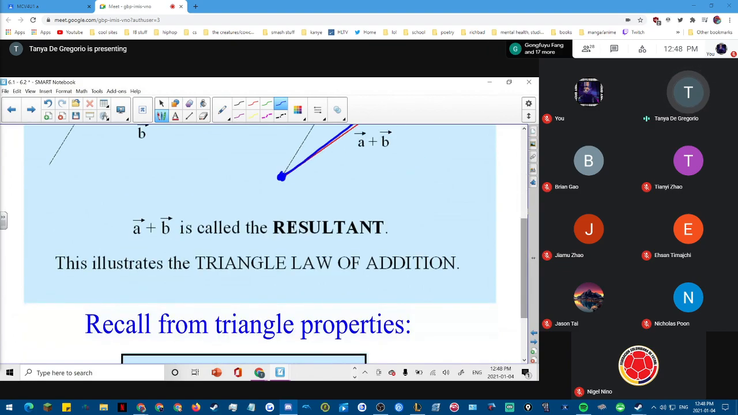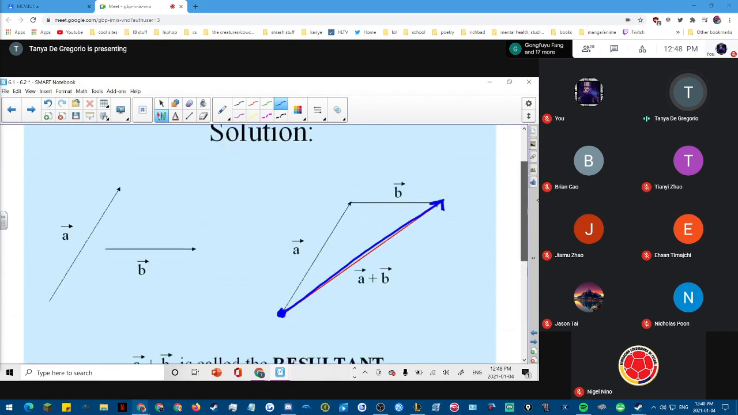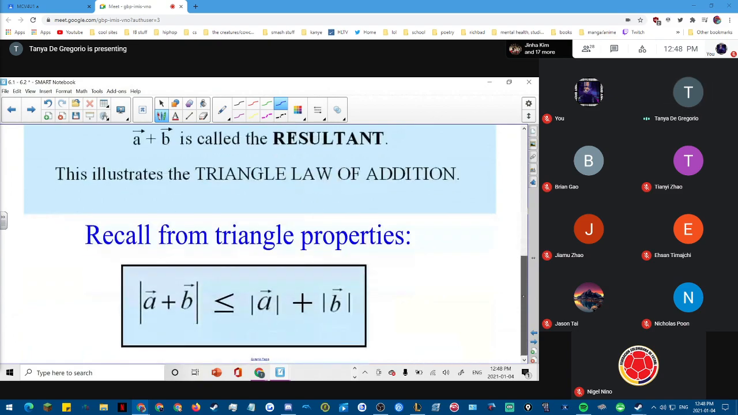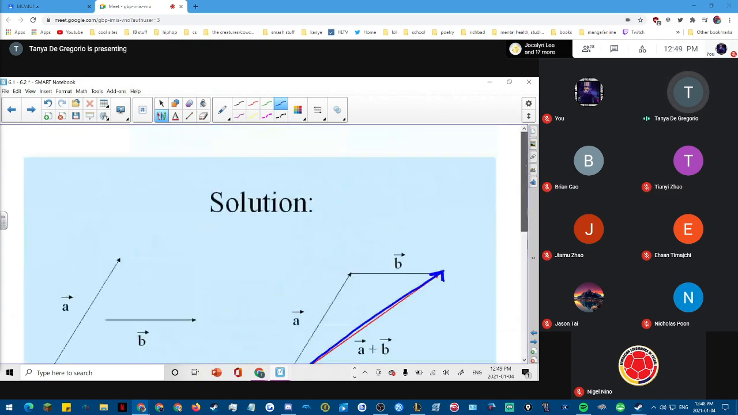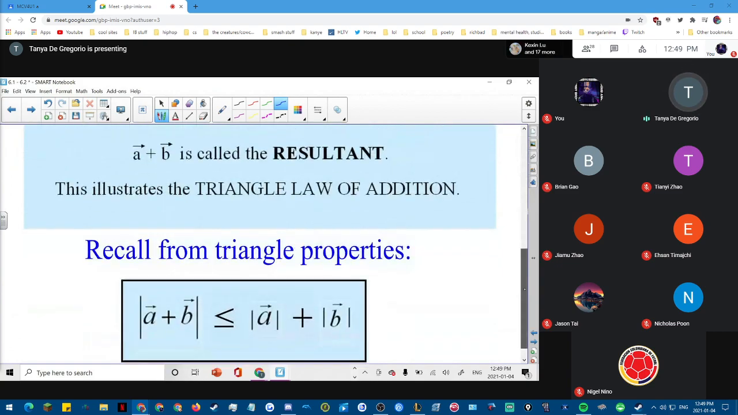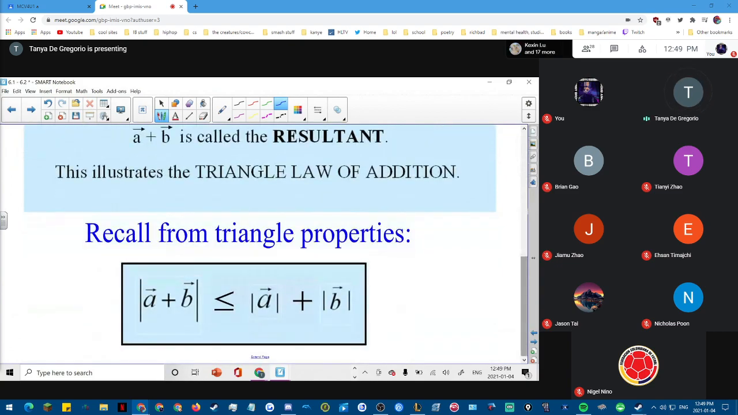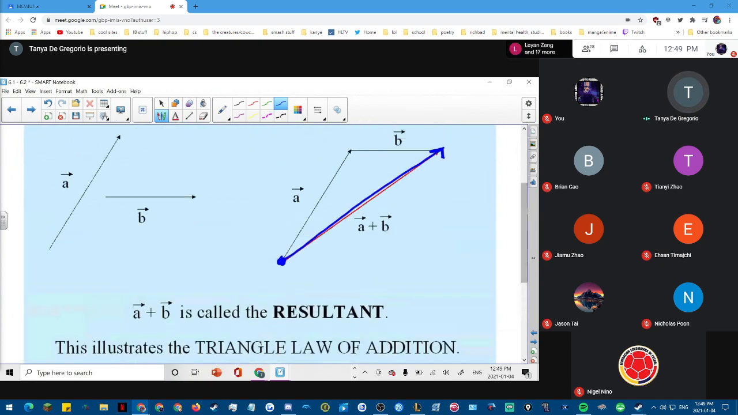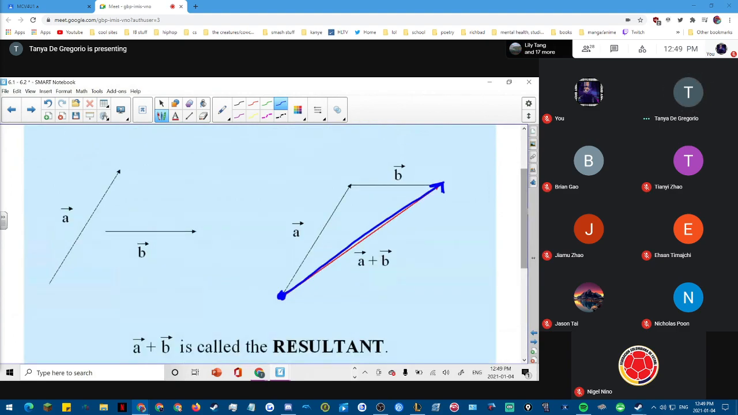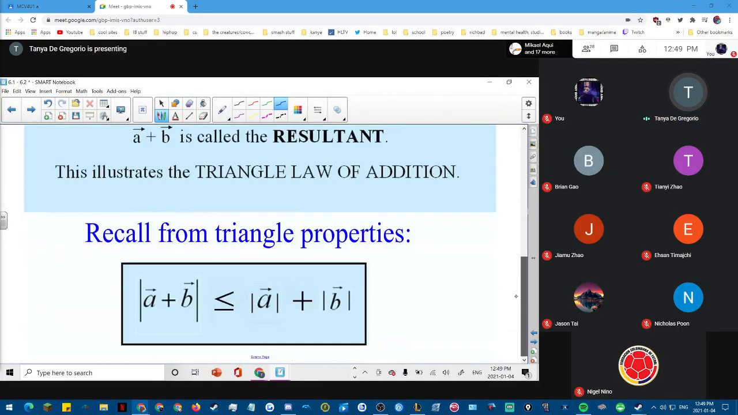This is called the triangle law of addition. Why? Because we formed a triangle. There's also a parallelogram law of addition that I will show you. Recall from triangle properties that the length of vector A plus B is less than or equal to the length of vector A plus the length of vector B. So this is always shorter, and we've seen that many times before.